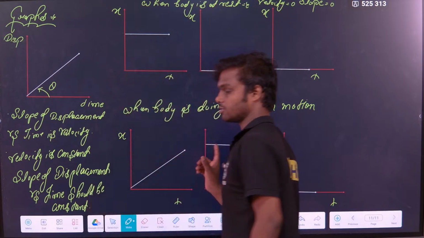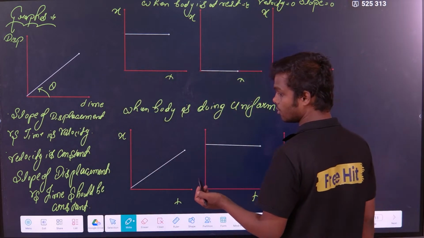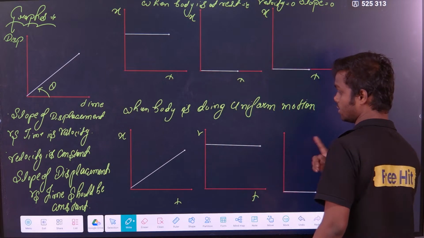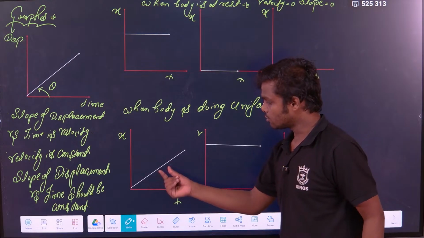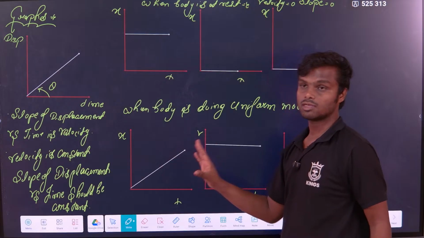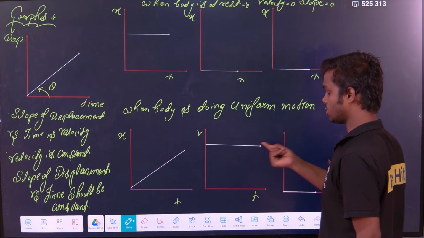Velocity will be constant, correct? Velocity will be constant. So the v-t curve, see, the velocity is constant here. Here, the slope is constant. It is a straight line which has a constant slope. Slope is constant, so it is a constant velocity. Here you can see the velocity is constant.